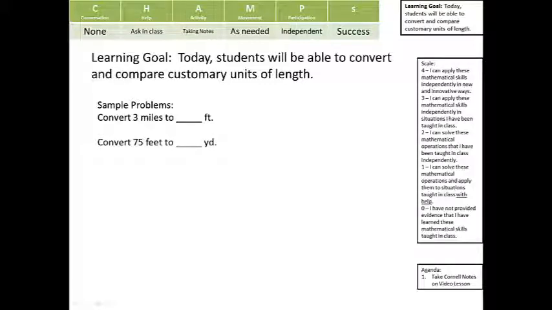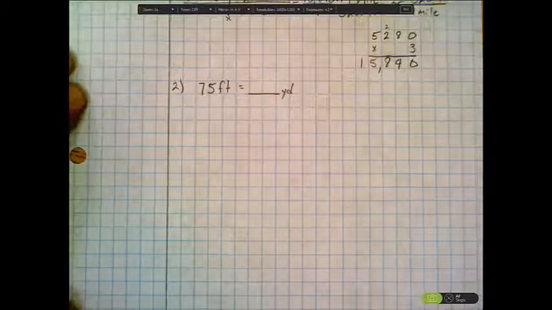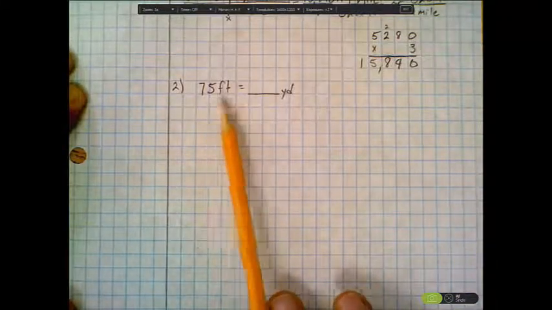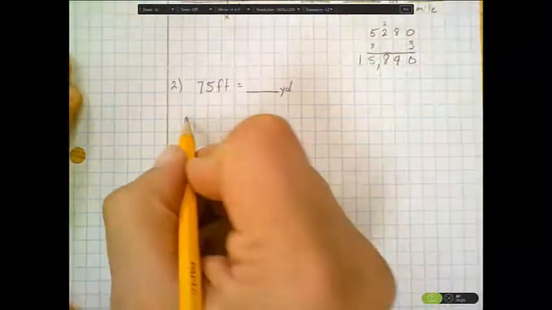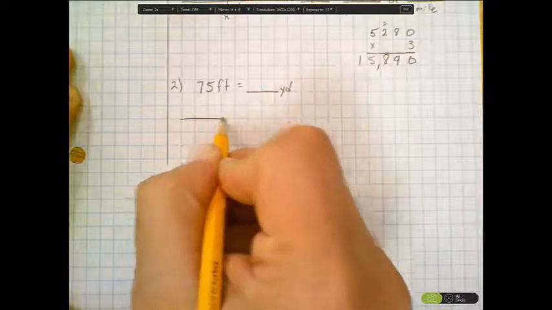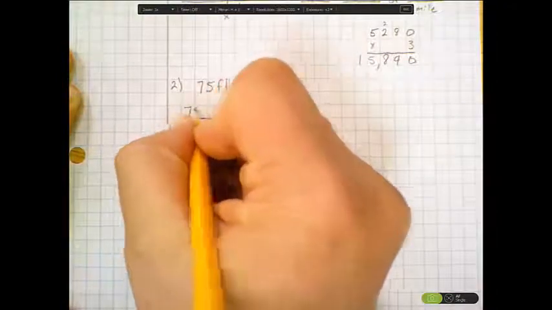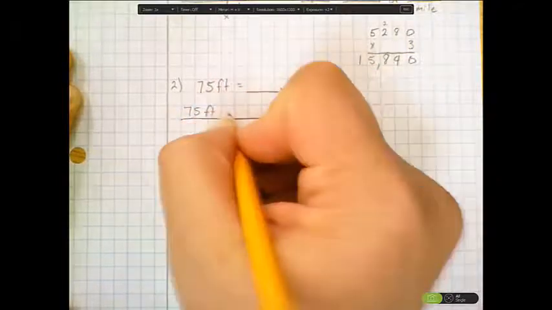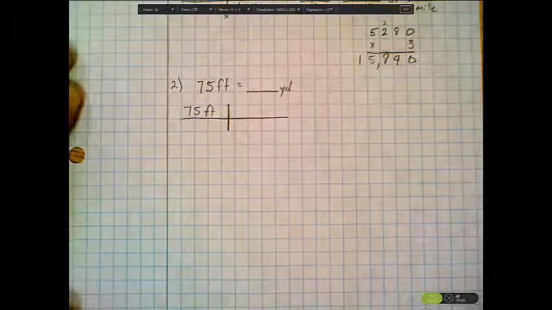Alright, so let's do our second sample problem. Our second sample problem says we're going to convert 75 feet to some number of yards. Okay, so I have gone ahead and written down the problem. 75 feet equals some number of yards. We're going to start off by drawing our fraction line, and we're going to put in the first section the 75 feet. And then we'll draw a vertical line to separate the first section from the second section.